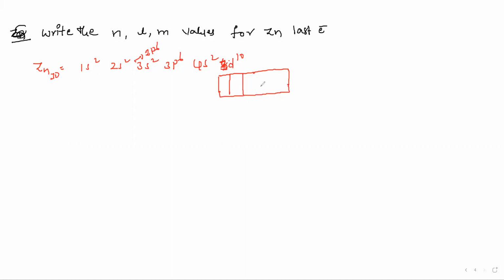Try to write quantum numbers. This is dxy, dyz, dzx, dx square y square, and dz square. 1, 2, 3, 4, 5, 6, 7, 8, 9, 10. This is the last electron, right? For this electron, we have to write quantum numbers. Write the principal quantum number, azimuthal quantum number, and magnetic quantum number.